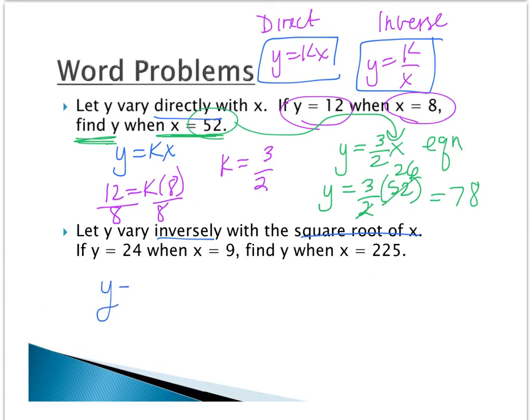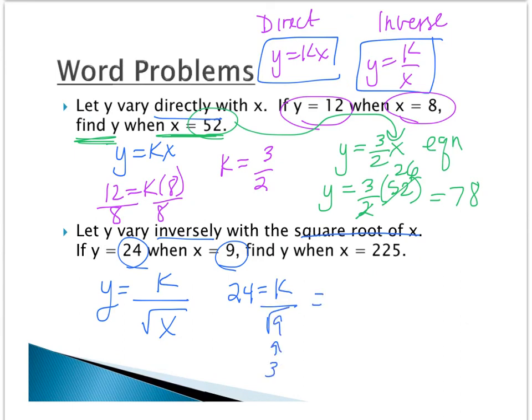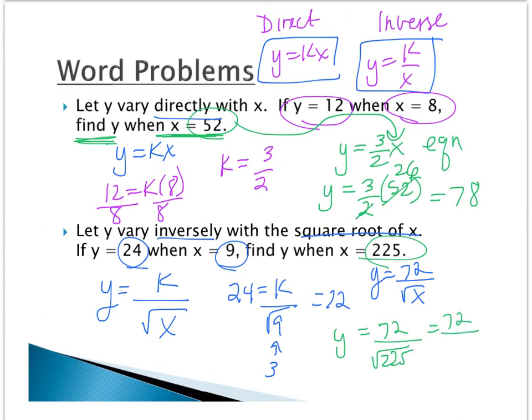That equation would be y equals k divided by square root of x. We're going to plug in the values that we are given, giving us the equation 24 equals k divided by square root 9. Square root 9 is 3, and if I multiply 24 by 3, I get 72. So now my equation is y equals 72 divided by square root x. If I plug in 225 for x, I then get 72 divided by square root 225, 72 divided by 15, which reduces to give me 24 divided by 5.